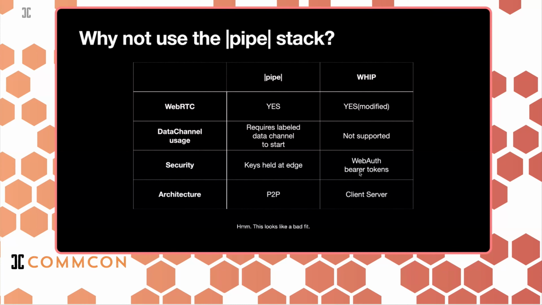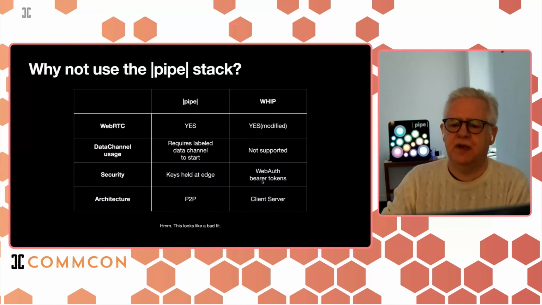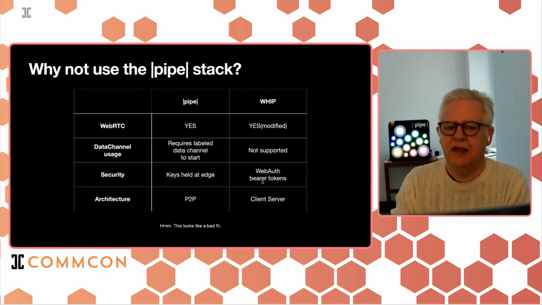And likewise, the security is done totally differently. On Pipe, we're very much edge-based. We hold the keys and we do the auth all at the edges. The devices maintain their own security and their own associations. Whereas with WHIP, it's very centralized. You've got WebAuth and bearer tokens, and that's the style of security there.